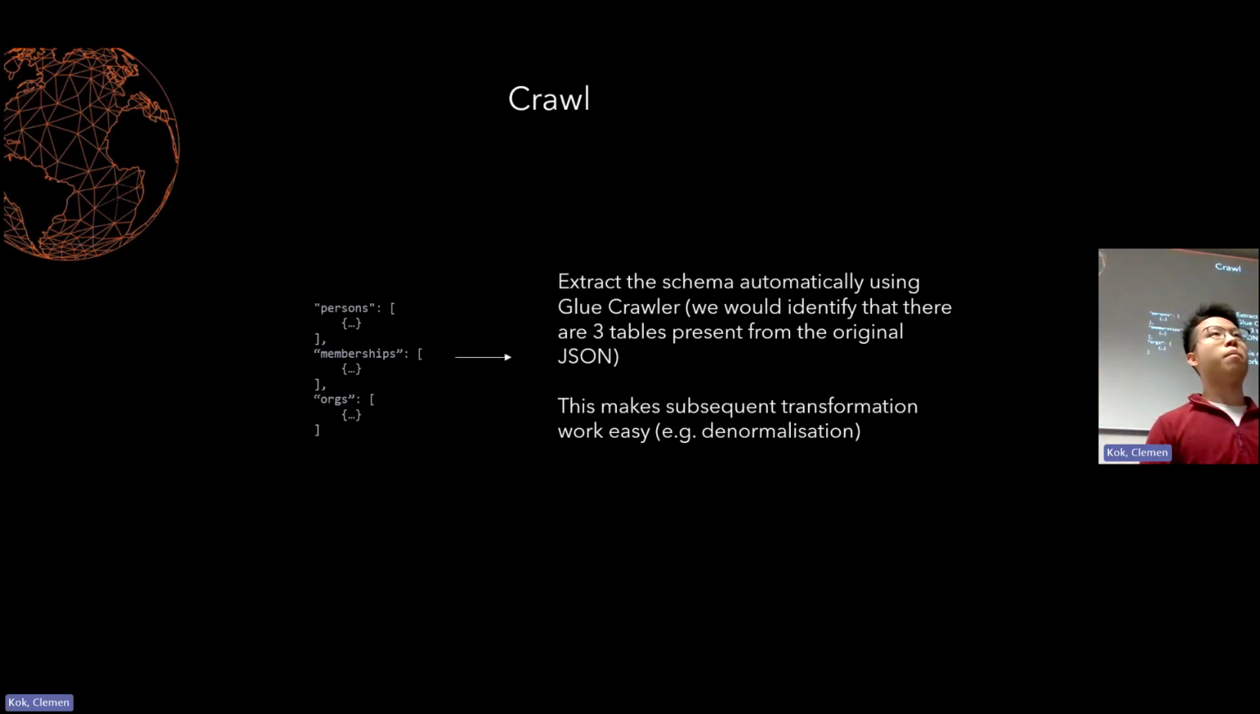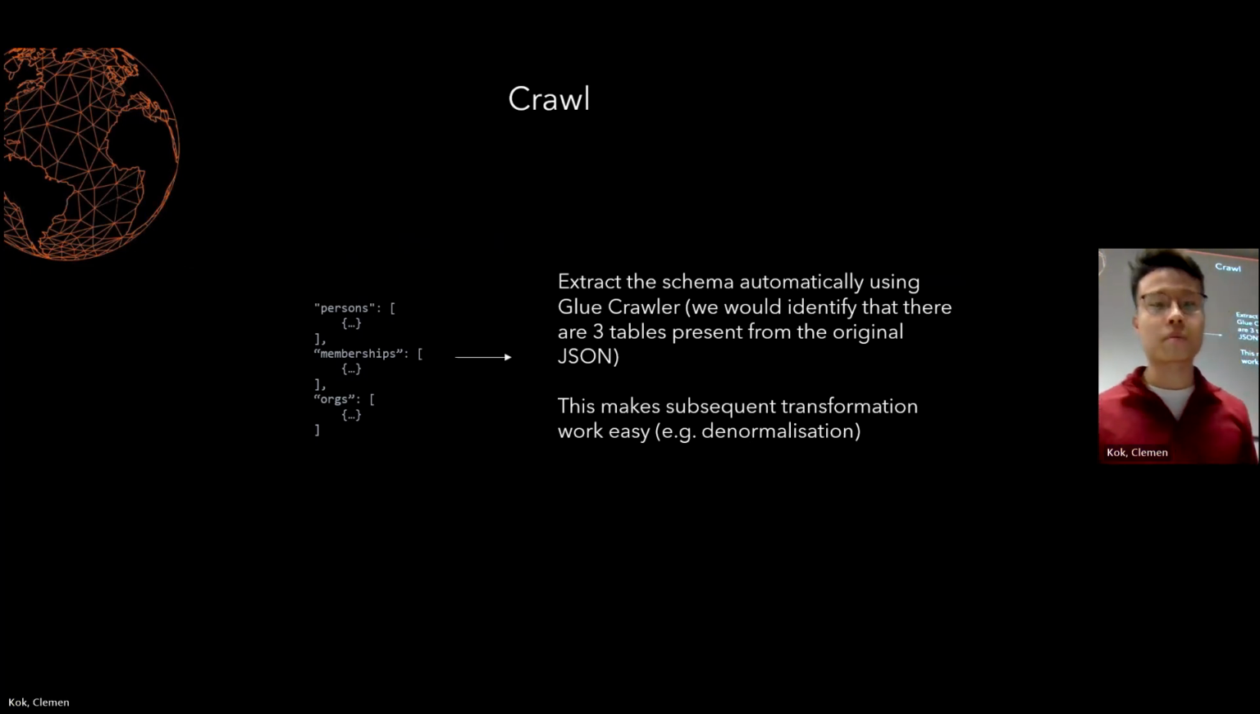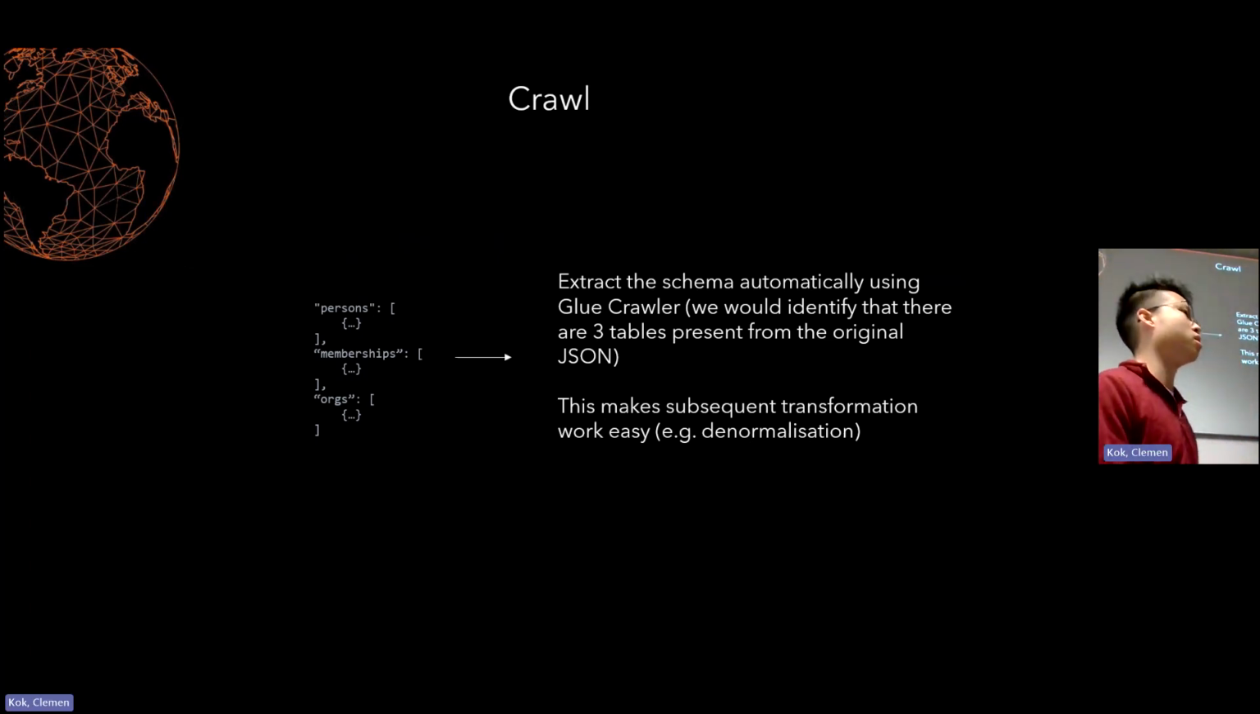So for example, if I was given a massive JSON file consisting of this kind of schema, we want to extract data from the JSON file. As you can see over here, there are three distinct groups of data: persons, memberships, and organizations. And we want to store this metadata somewhere. So Glue helps us to automatically extract the schema and also store the schema in the data catalog. This later on makes transformation very easy. For example, if you wanted to denormalize the whole database, we can do that using Spark and tapping on the extracted metadata from this original JSON file.